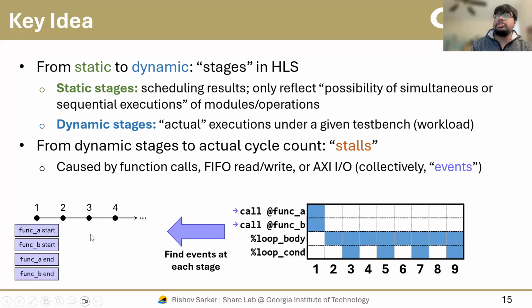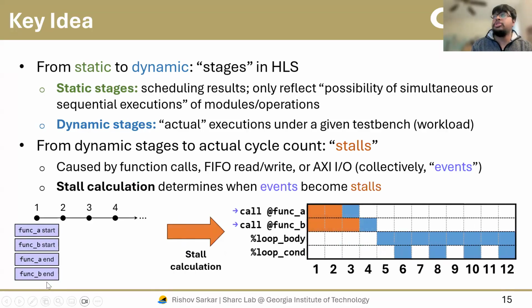So essentially, in this example here, we have 2 events, or actually, sorry, 4 events. The function A start, function B start, function A end, function B end, and they are all within this first stage, right? This first dynamic stage here. So depending on how long function A and function B actually take, we might have to stall and basically hold stage 1 for longer in order to wait for function A and function B to complete. So I basically insert these stall stages or stall cycles into the dynamic schedule in order to get our final number of cycles for this design.